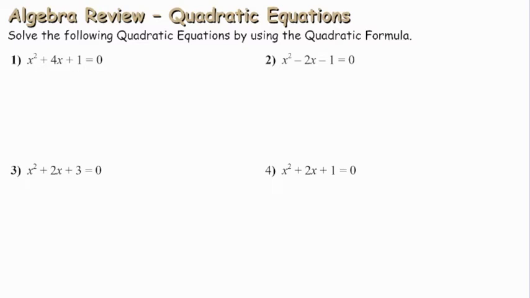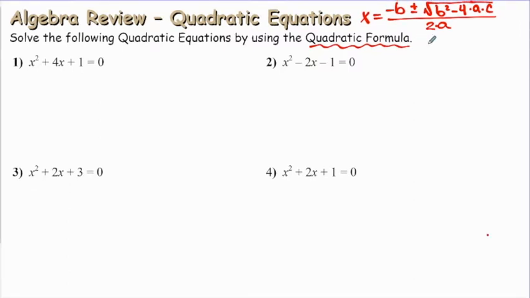So now we want to try solving quadratics using the quadratic formula. This is for when quadratic equations are not factorable or they are difficult to factor. And the quadratic formula says that x is equal to negative b plus or minus the square root of b squared minus 4 times a times c, all over 2a. And remember, the a, b, and c values come from our standard form.